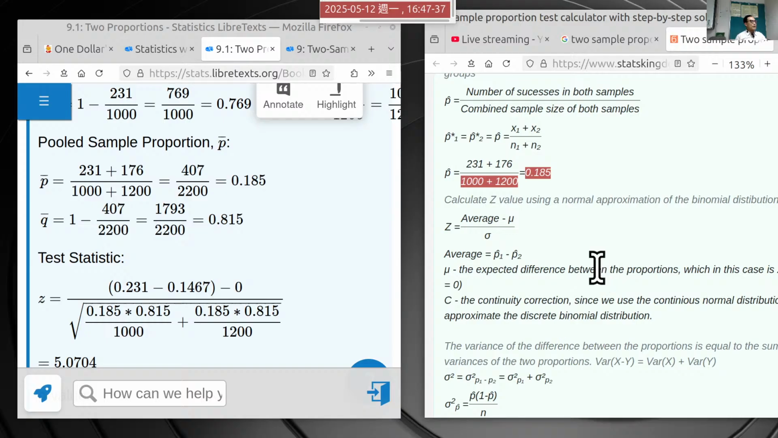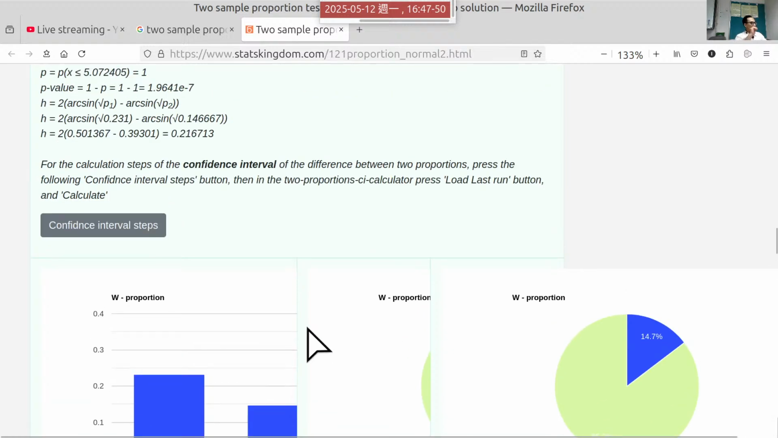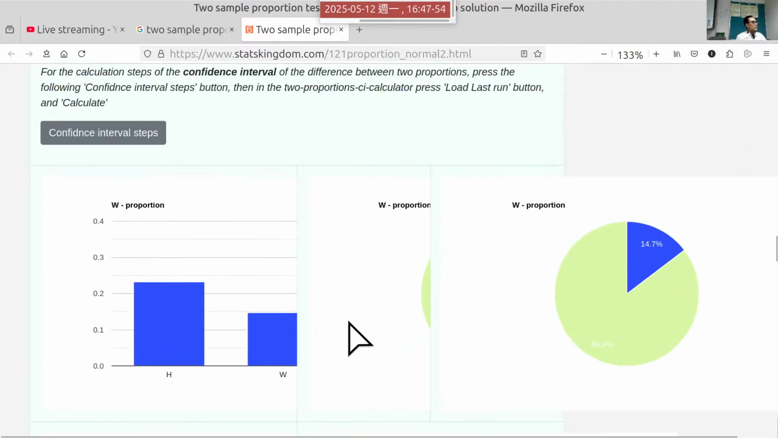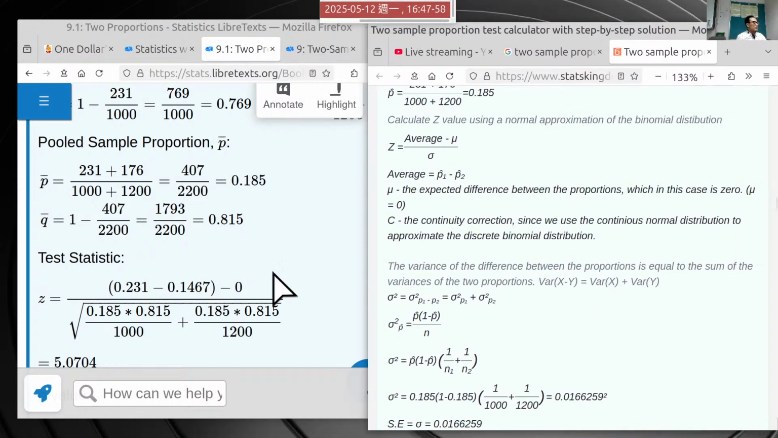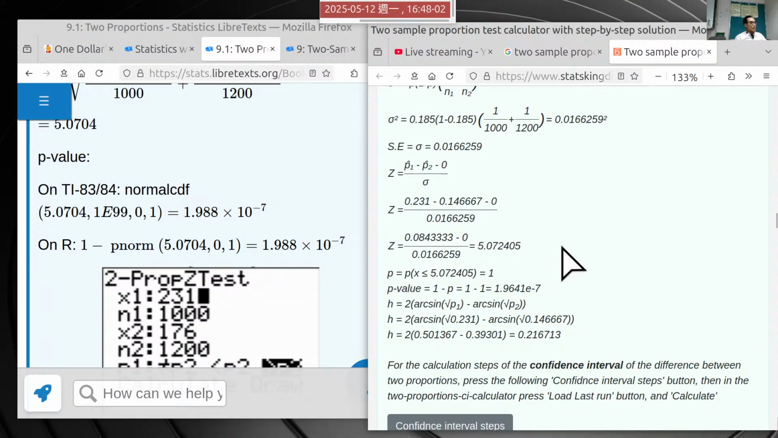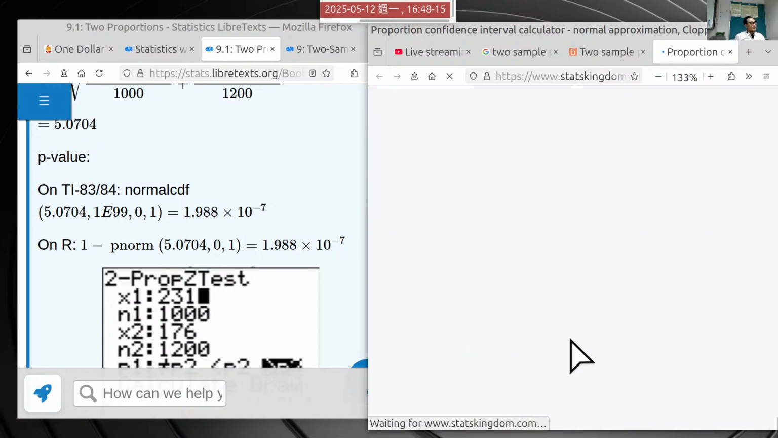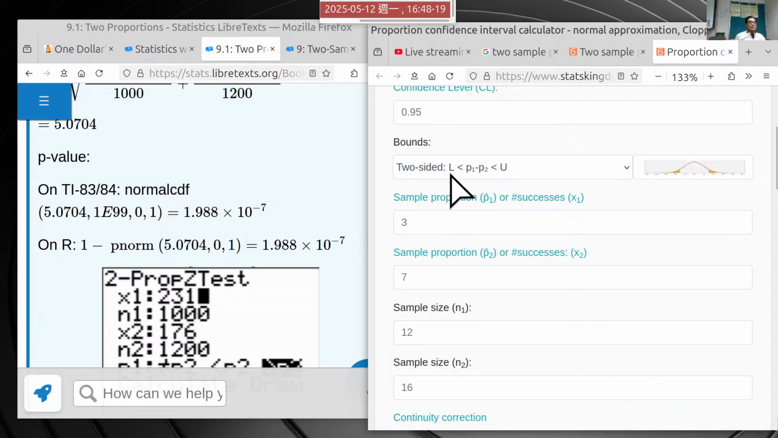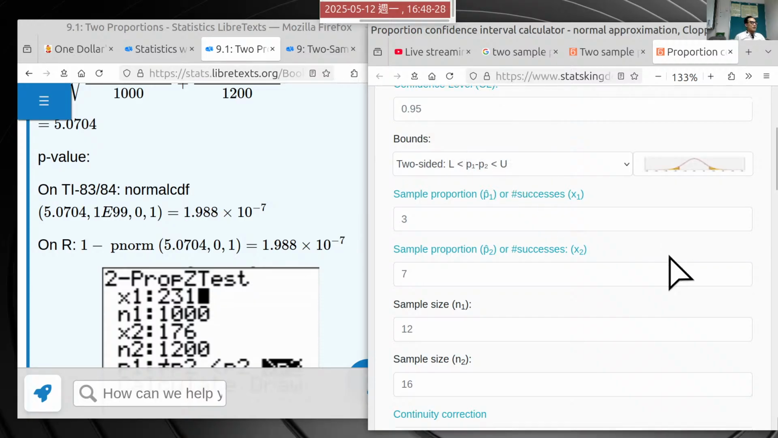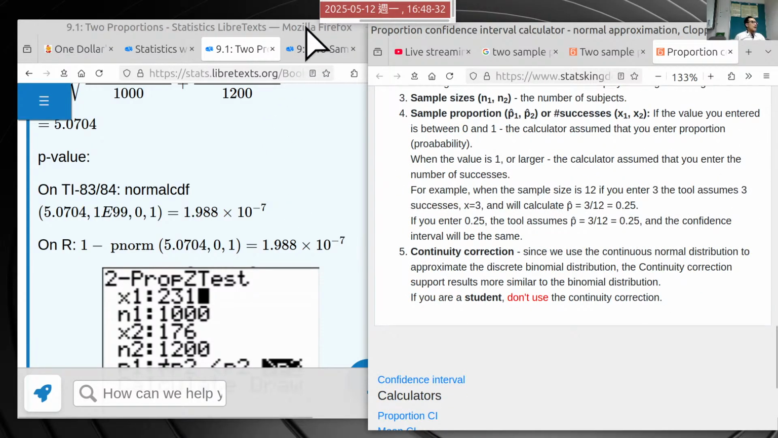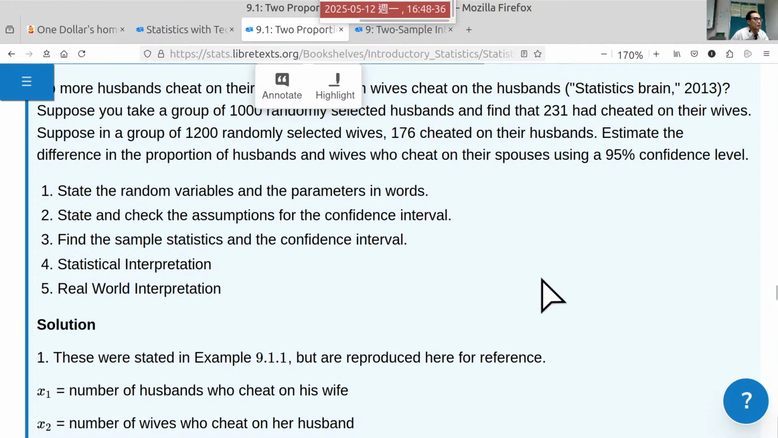Okay, and calculate the z value, average minus mu divided by sigma, and the number should be like this one. Okay, and for the calculation steps of the confidence interval between those two populations, we got the two-tailed lower bound smaller than P1 minus P2 and smaller than the upper side, like this one. Okay, so if you have no more questions, let's move to the next one.